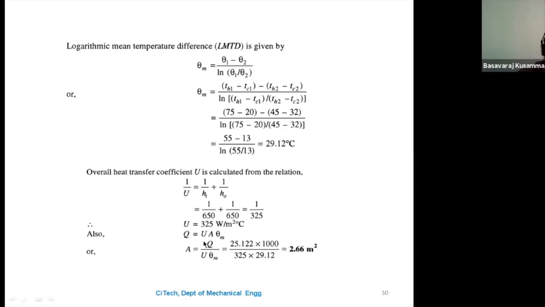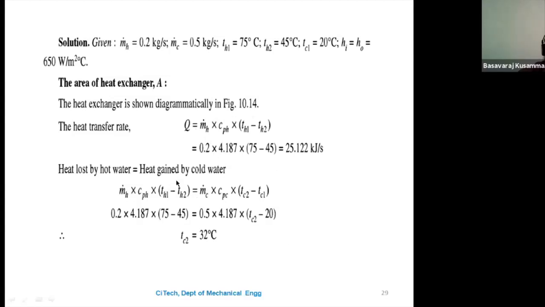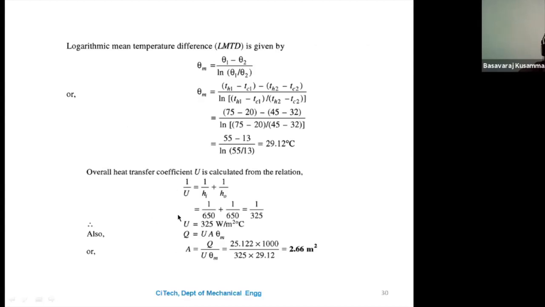But you know that Q is equal to U A theta m, where U is the overall heat transfer coefficient, A is the heat exchanger area, and theta m is the logarithmic mean temperature difference. You calculated theta m as 29.12 degrees Celsius. Q is calculated already, so substitute the Q value, the theta m value and the U value in this equation, and the area of the heat exchanger is equal to 2.66 meter square. This is how to calculate the area of the heat exchanger.